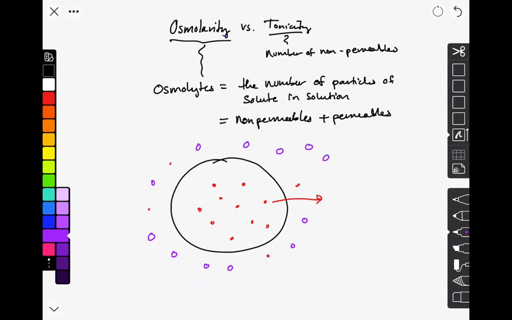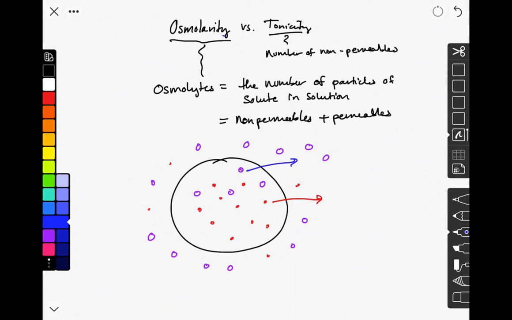But when I start to add in these non-permeables, now I can make it so that there are more non-permeables outside than there are inside the cell. And even though there was no net water movement when we had no non-permeables, now that we've got the non-permeables, we are going to have net water movement toward the higher concentration of non-permeables, so out of the cell.